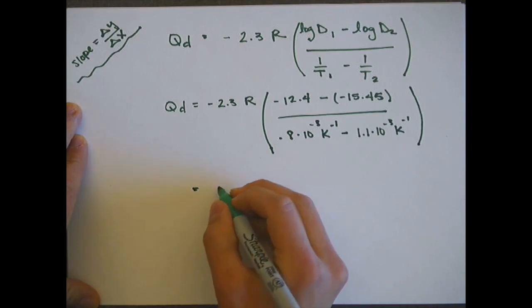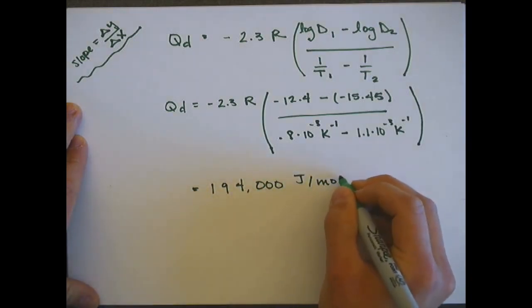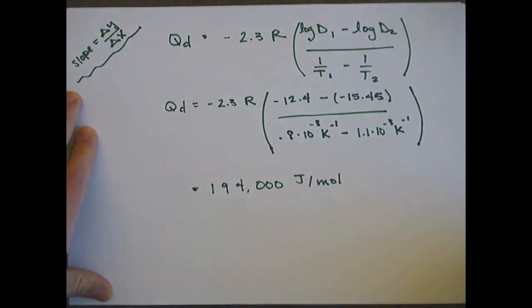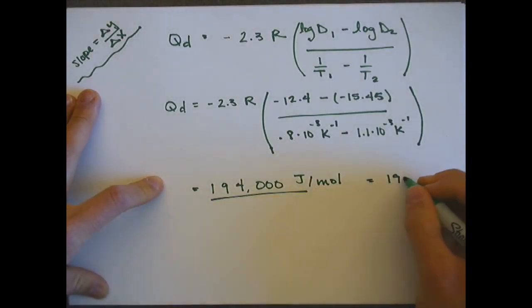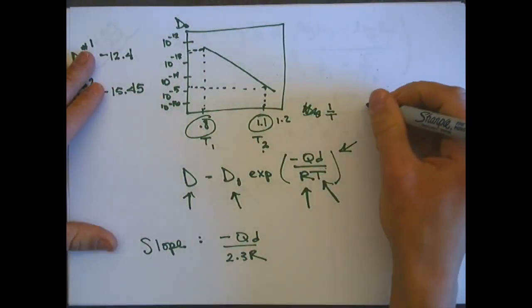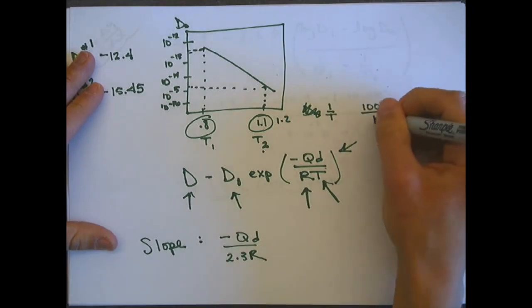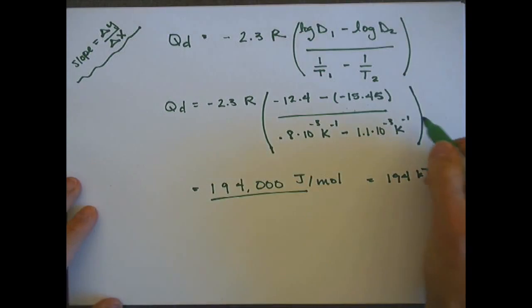Now the 10 to the negative third, we'll get to that. Plugging that into my calculator, I get 194,000 joules per mole. So we can say that is 194 kilojoules per mole, and we'll just leave it at that. Now the 0.8 times 10 to the negative third, that reciprocal temperature, is determined because we are told from our problem that our temperatures are given in 1,000 over K. So that's where we got our 10 to the negative third when we solved the problem.